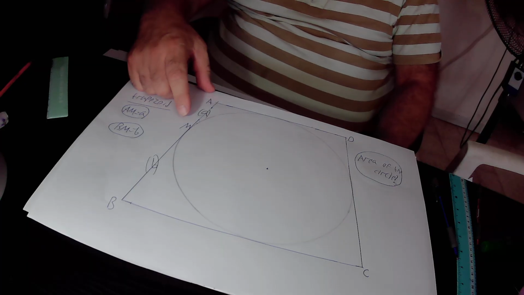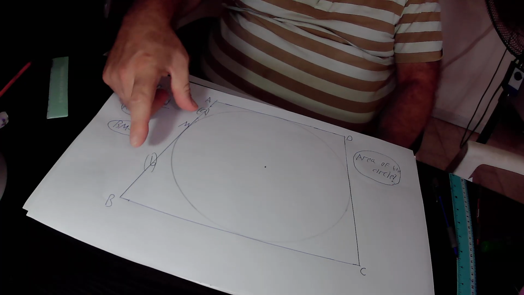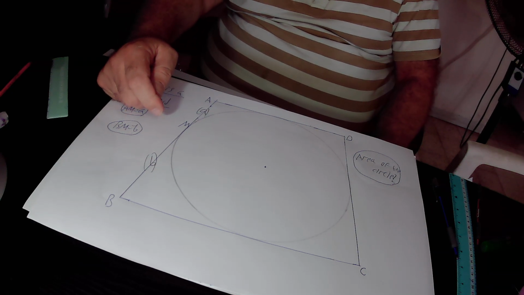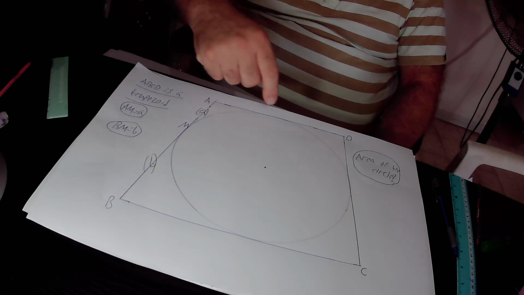The length of this line segment AM is A. Line segment MB equals B units in length. Again, our mission is to find out the area of this circle.